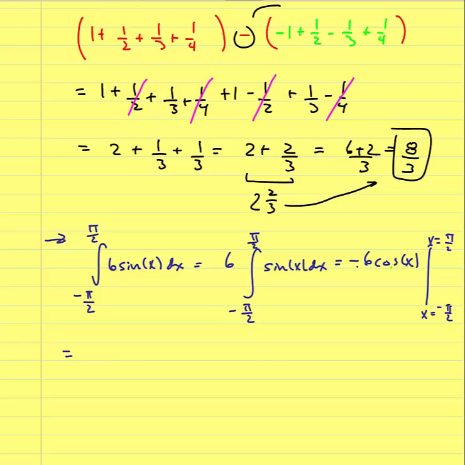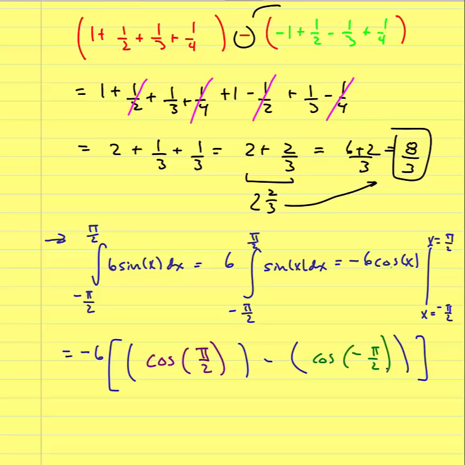Now with the negative 6, I can drag it through if I want, or I can just pull it out front and then worry about my upper and lowers. Doesn't matter. Either way works. So plugging in my pi over 2, and I have my negative 6 out front, so I don't need to worry about including that. I kind of like to pull coefficients out front because it gives me less to keep track of. And then for my lower, I have cosine of negative pi over 2. Dragging along the negative 6, put up my brackets.